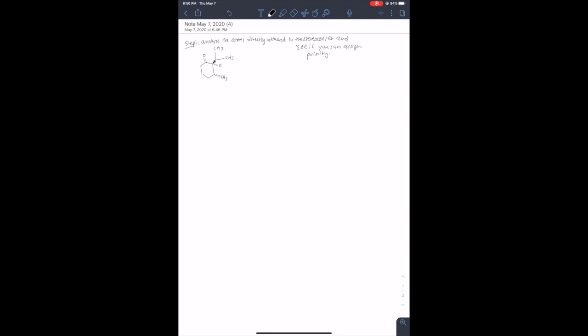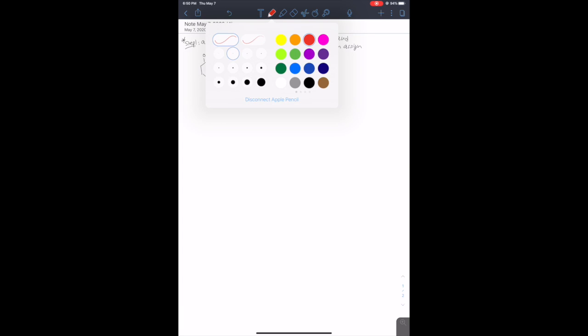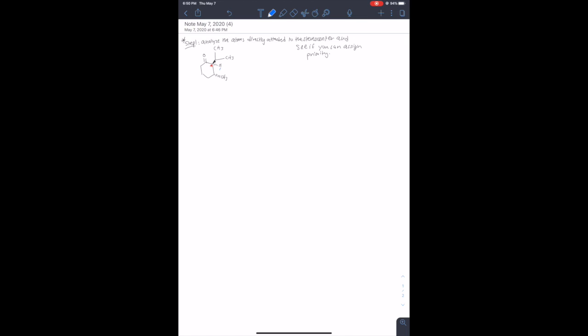If I were attempting this problem, the first thing I would do is analyze the atoms directly attached to the stereocenter to see if you can assign priority based off of atomic number. So you're analyzing this stereocenter that I just drew a star at, and we can see that it is bonded directly to a hydrogen, to a carbon atom, to another carbon atom, and then to another carbon atom.